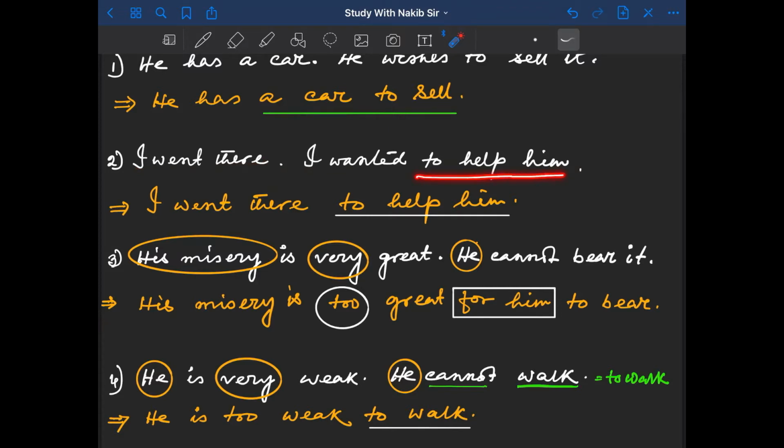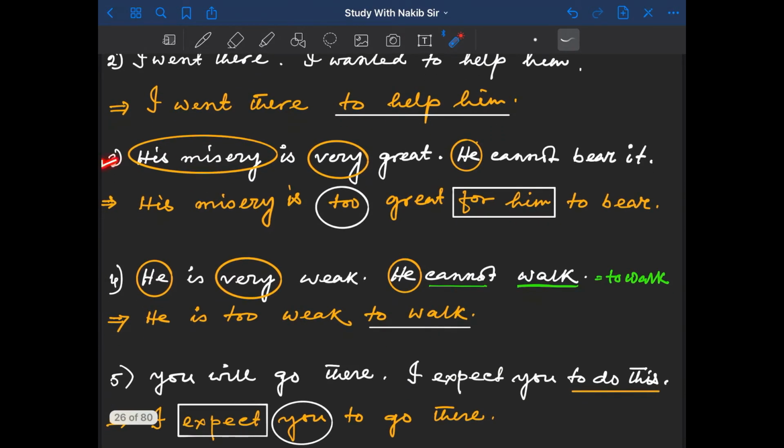See, to help him, this is an infinitive phrase, infinitive part. So I went there. Why? The answer is to help him. So take this part and add it to the first sentence and you will get your combined sentence. See here: I went there to help him. This part came here. This is your combined sentence. Okay, very easy.